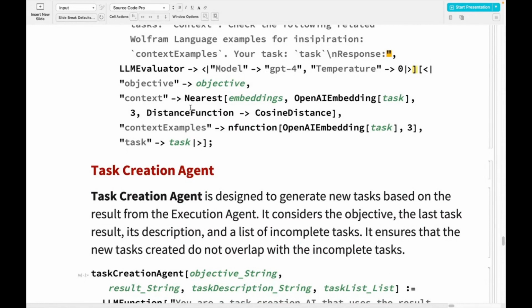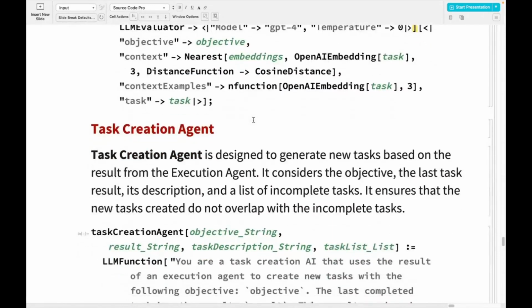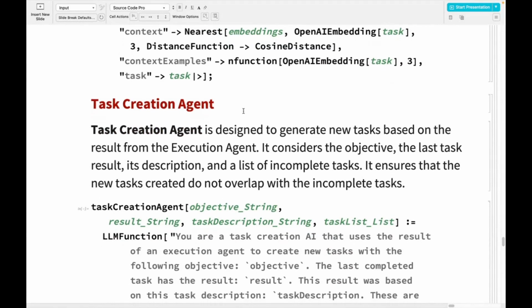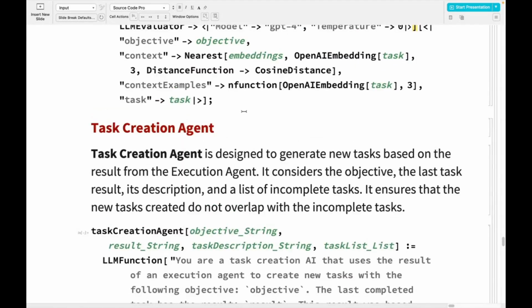And you can see that I'm using the distance function cosine, the cosine distance. Nowadays, the state of the art for such retrieval systems is a bit different, but I think for this particular case it was working well enough.